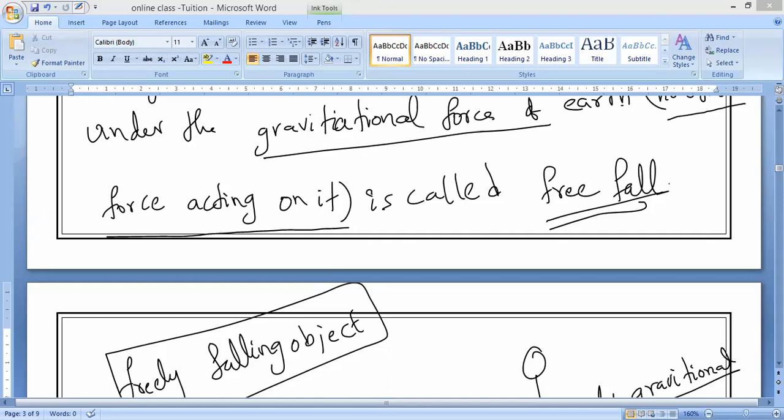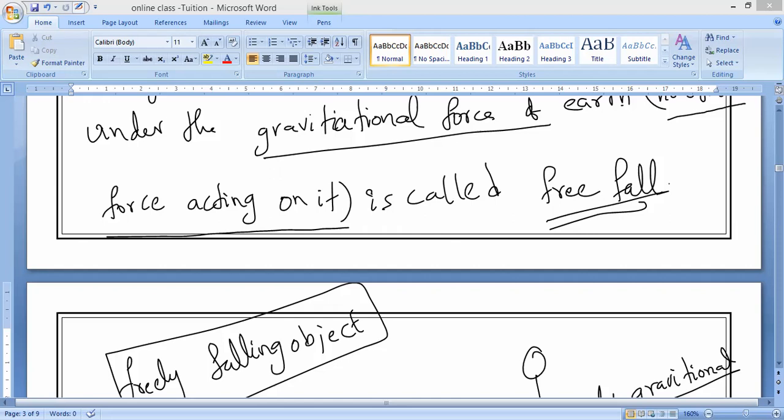But if you take a feather or any paper, because of larger surface area, air resistance is more. The resistance exerted by the air is more, so the air always slows down the speed of the feather. That is the reason why the feather falls slowly compared to the metal coin. Okay, guys? So this is all about free fall.